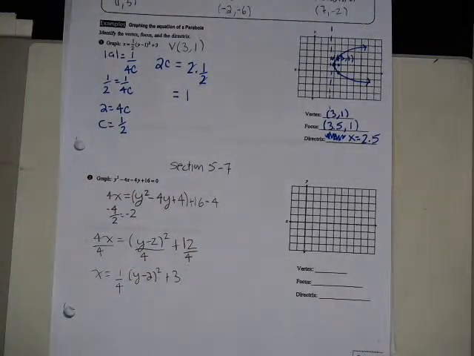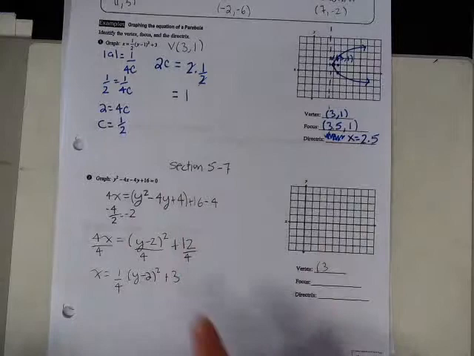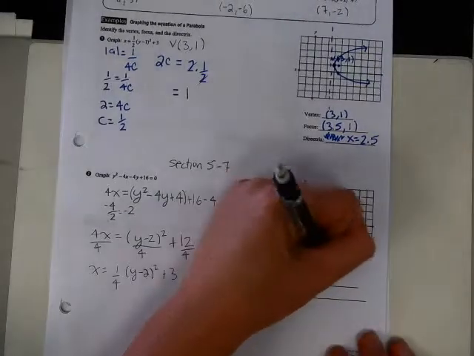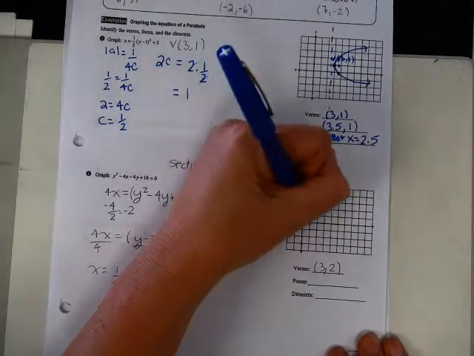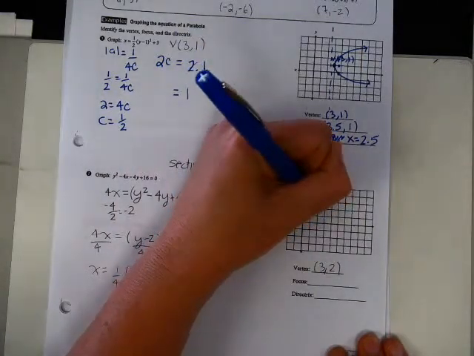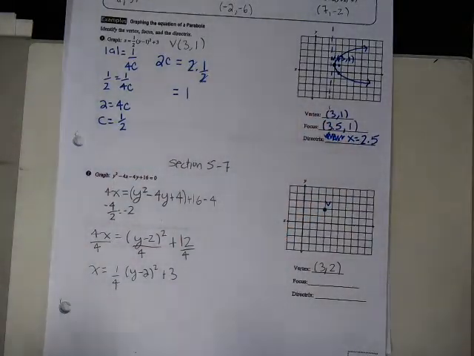Now this should start looking familiar. I see that my a is positive. I have x equals y squared, which means this parabola will open to the right, with my vertex at (3, 2). So why don't I plot my vertex? 1, 2, 3, 1, 2. Vertex. And I'm just going to open to the right.